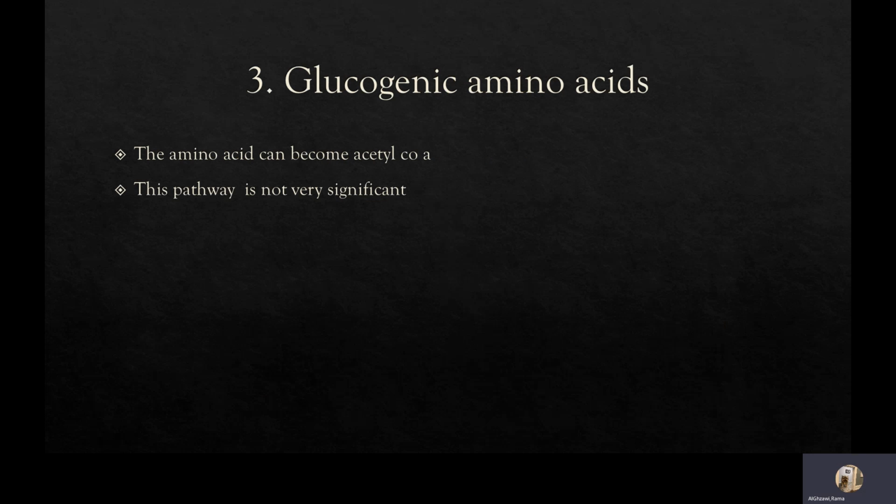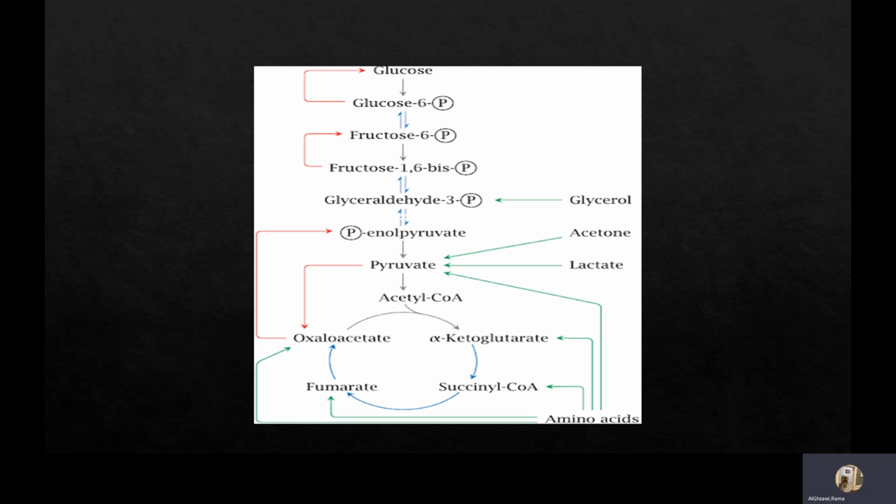Now, the third source of glucose is glucogenic amino acids. First, I just want you to know that this pathway is not very significant, but amino acids can become acetyl-CoA, or they can become alpha-ketoglutarate, or they can become succinyl-CoA or acetyl-CoA, and by this way, they can become oxaloacetate, and then they can go back to become phosphoenol pyruvate and go up the steps as we have already stated.